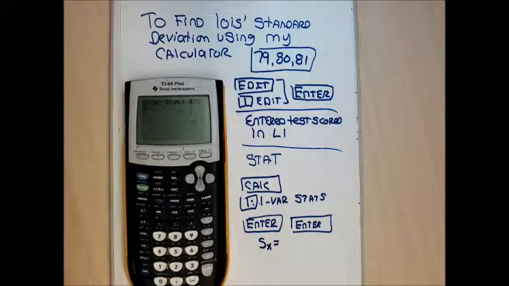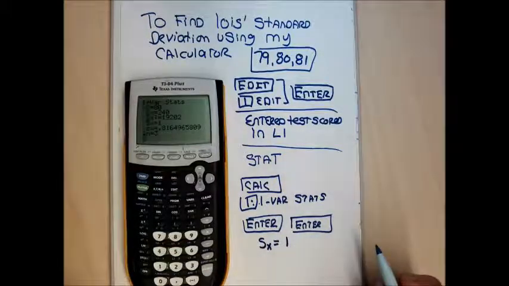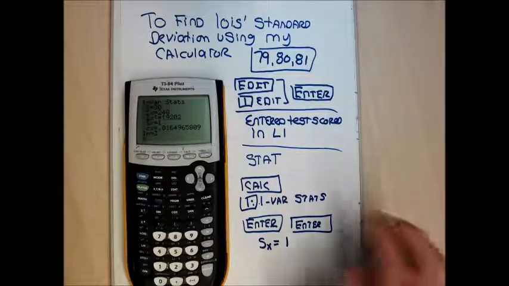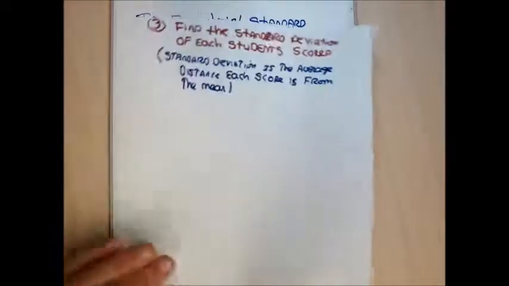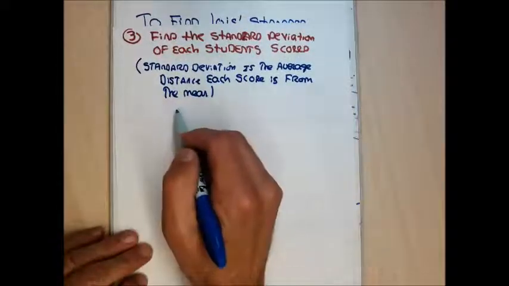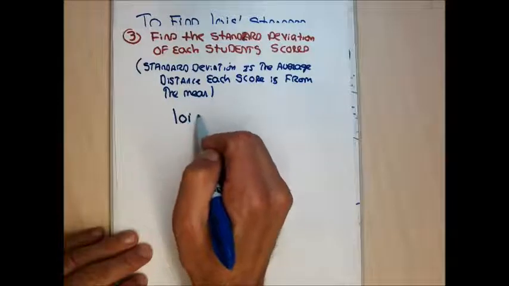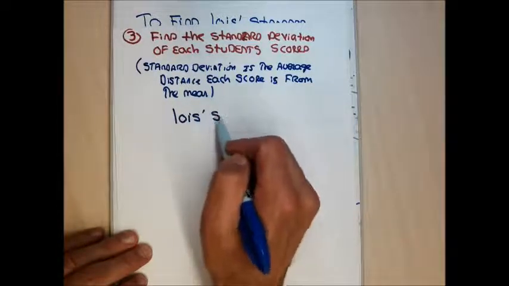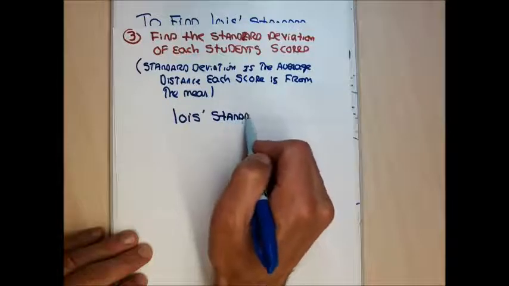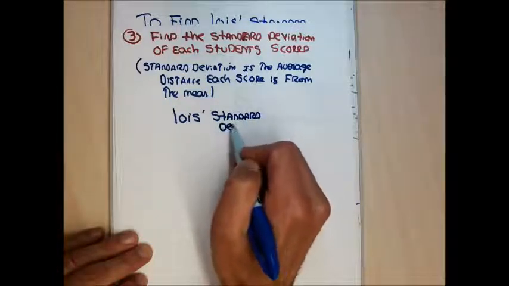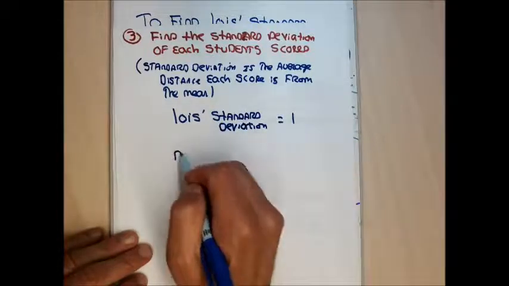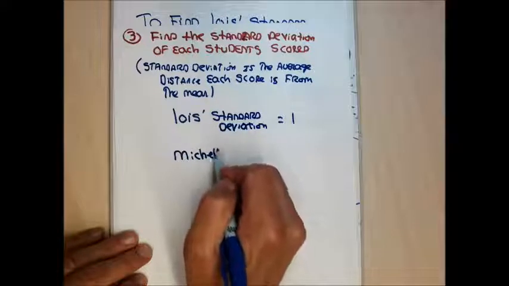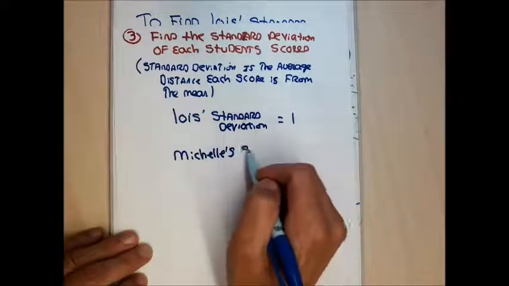So I hit enter once and then enter twice. I look for this S of X and I get 1. It says on average each score is 1 from the mean of 80, and that kind of makes sense. So when I go to answer this question, find the standard deviation of each student's test score, I can say Lois's standard deviation equals 1. And the next thing I'm going to do is do Michelle's standard deviation.